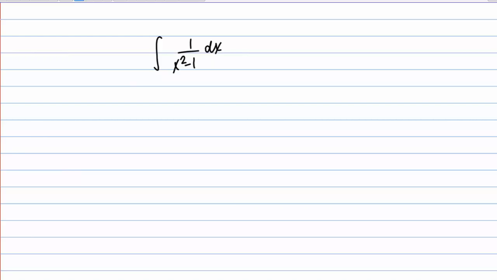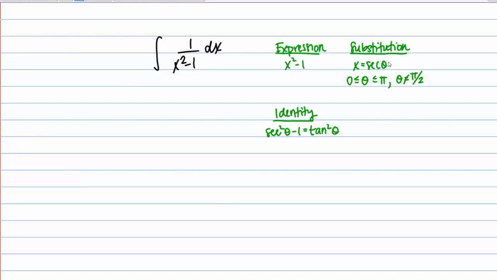Let's try using the method of trig substitution to evaluate this integral, the integral of 1 over x squared minus 1 dx. Now, according to our guidelines for trig substitutions, for expressions of the form x squared minus 1, like this one, we want to use the substitution x equals secant of theta.